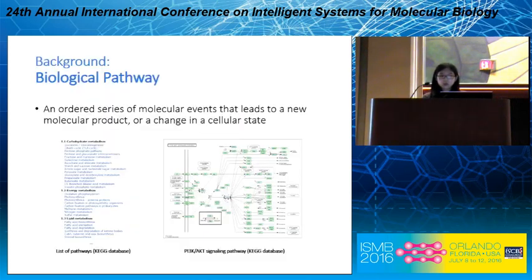So a biological pathway indicates an ordered series of molecular events that leads to a new product or change in the cellular state. And there are many public pathway databases that classify those pathways by their function, providing a diagram to see which genes are involved in a certain process or how they interact with each other. So the important point is that a pathway is composed of multiple genes interacting with each other.